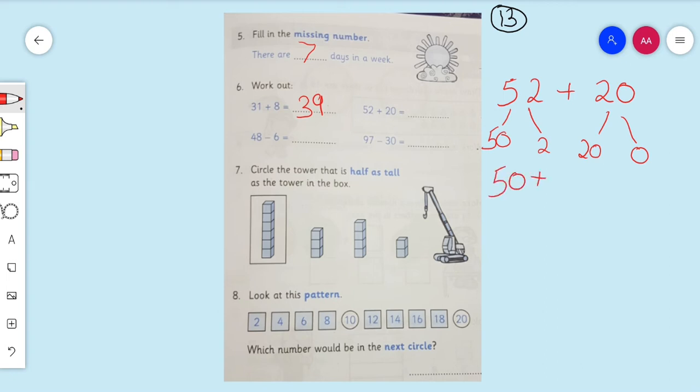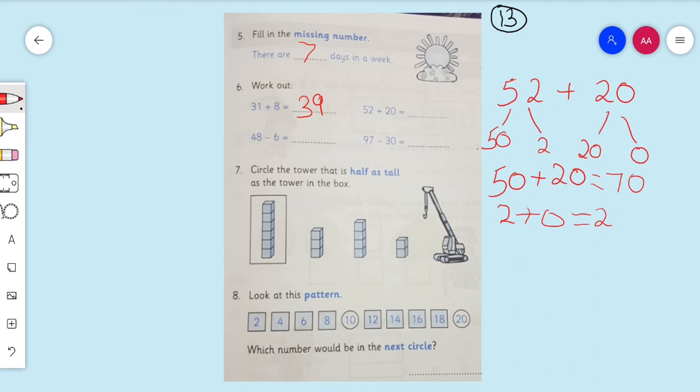5 tens plus 2 tens, because we add the tens to the tens. 50 in your mind, 50, 60, and then 70. So 50 plus 20 is 70. And then we add the ones, which is 2 plus 0. When we add 0 to a number, it stays the same. So it's still 2.